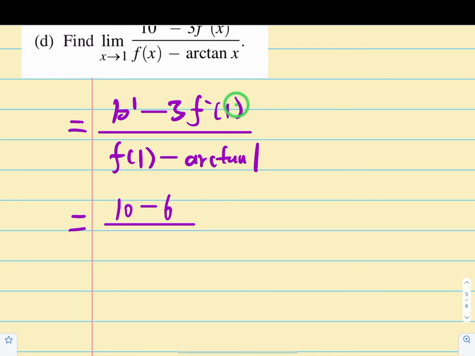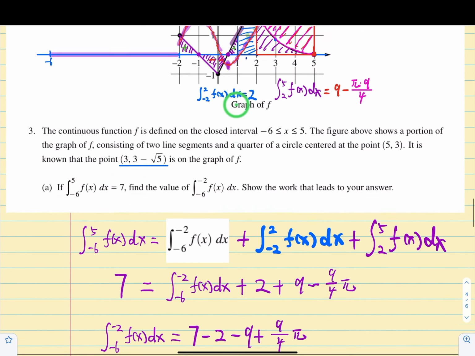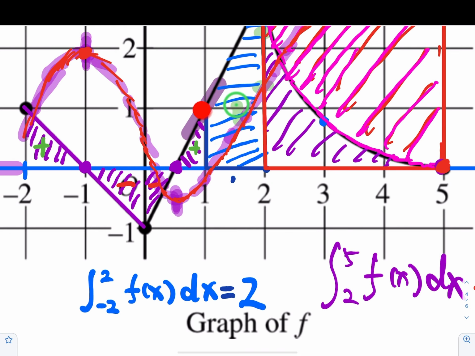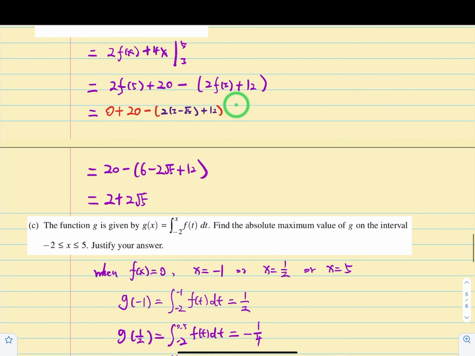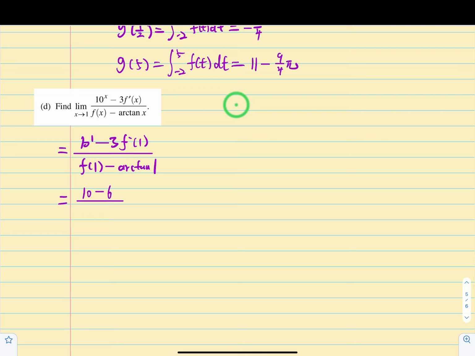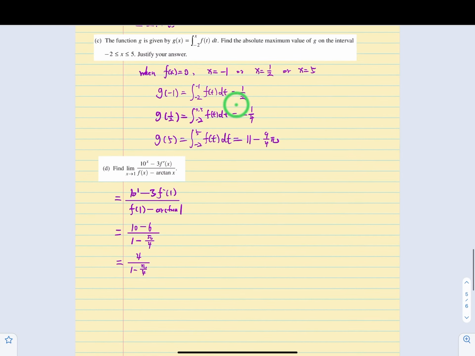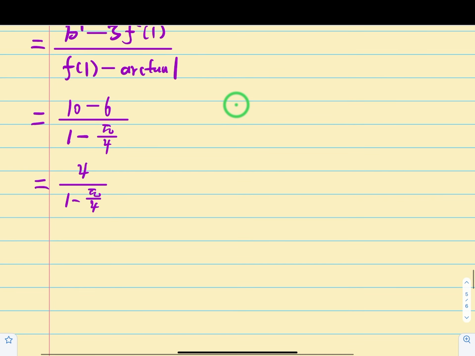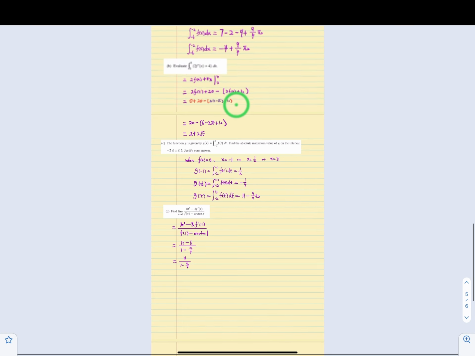And f of 1. Let's check f of 1. F of 1 in here is equal to 1. So this part is 1 minus arctangent 1, which is 45 degrees, or pi over 4. So the answer will equal 4 over 1 minus pi over 4. Yeah, that's the answer. 4 over 1 minus pi over 4.